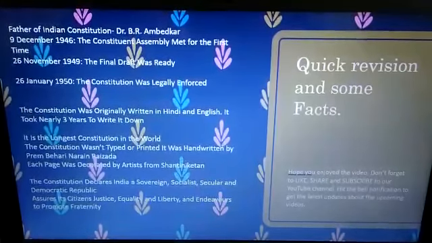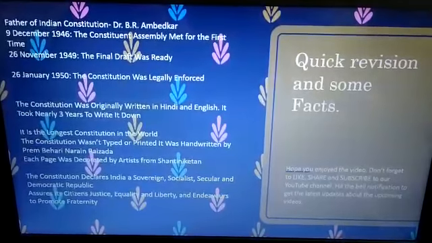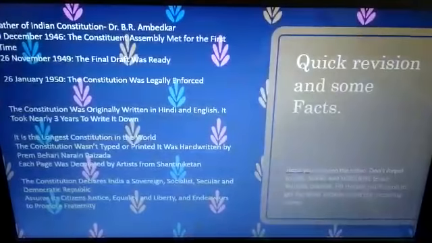It is the longest constitution in the world. The constitution wasn't typed or printed. It was handwritten by Prem Behari Narain Raizada. Each page was decorated by artists from Shantiniketan. The Constitution declares India a sovereign, socialist, secular, democratic republic, assures its citizens justice, equality, and liberty, and also endeavors to promote fraternity.